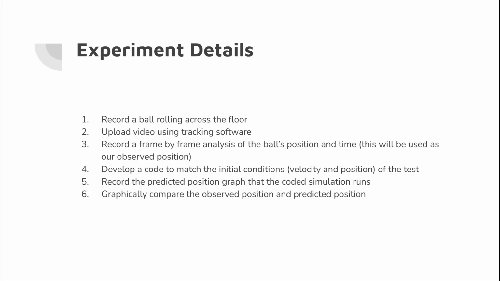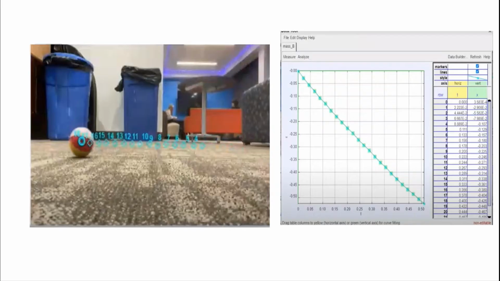The process for this experiment is to start, you're going to record a video of a ball rolling across the floor, and you're going to upload it to tracking software, which will give a frame-by-frame analysis of the ball's position and time, which we will use as our observed position. Next, we're going to develop code to match the initial conditions of our velocity and position, and that code will predict the motion of the ball, and we can compare that to the observed position graphically.